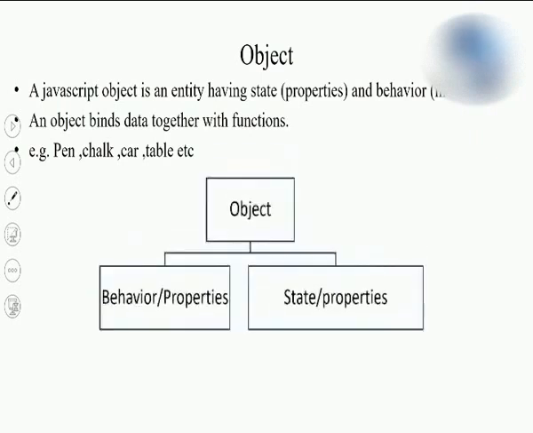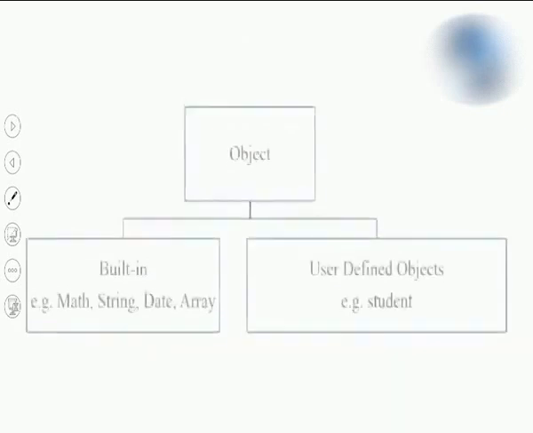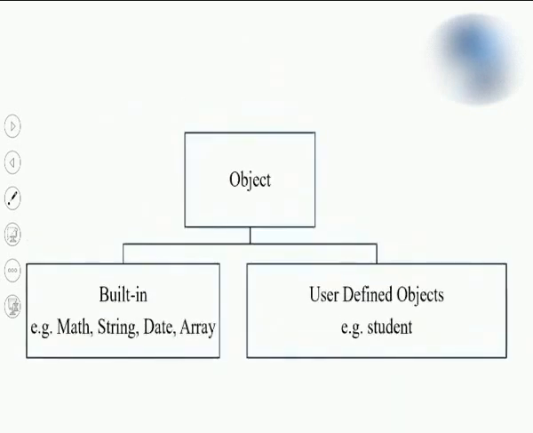So students, there are two types of objects supported by JavaScript. An object is a combination of behavior and state. You are supposed to remember this for the examination. As I said, there are two types of objects in JavaScript: built-in and user-defined. Built-in objects are math, string, date, array, etc. And user-defined objects are the objects created by the user.